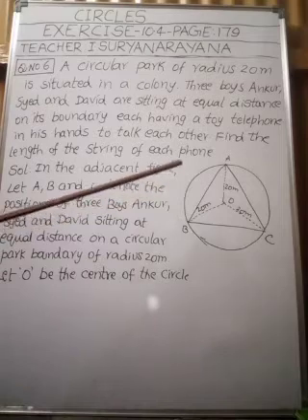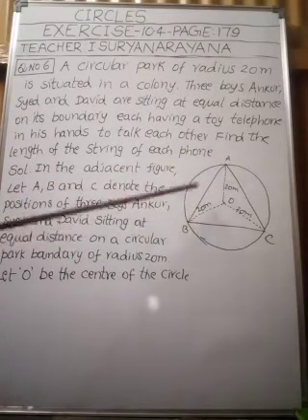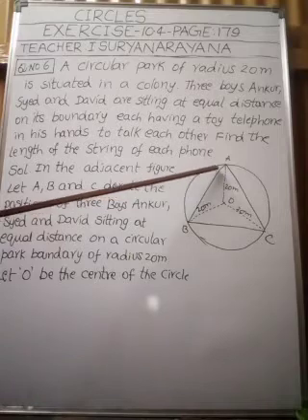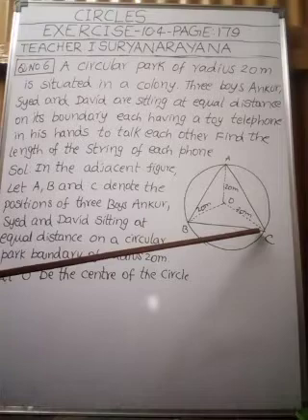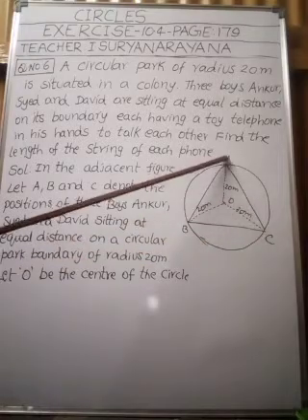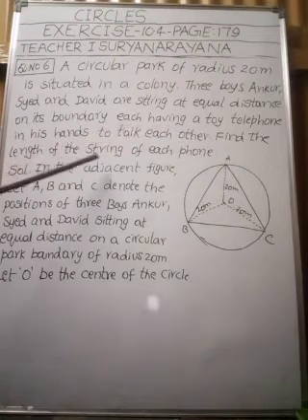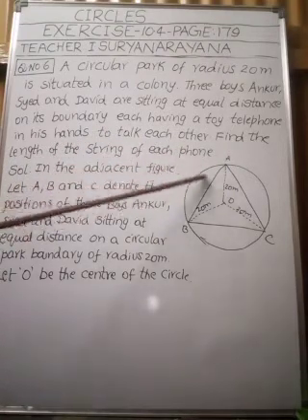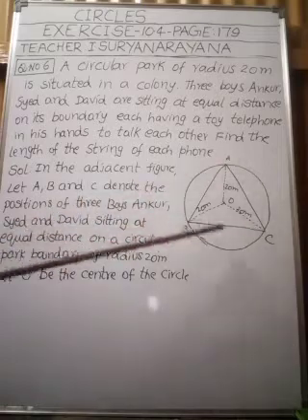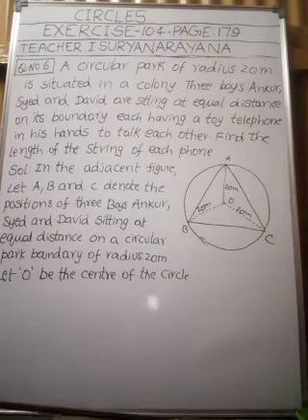Okay, my children, let us consider this is a toy telephone. This is the string of the toy telephone. Okay, my children, find the length of string of each phone. Okay, my children, all are equal distances. AB is equal to BC is equal to CA.